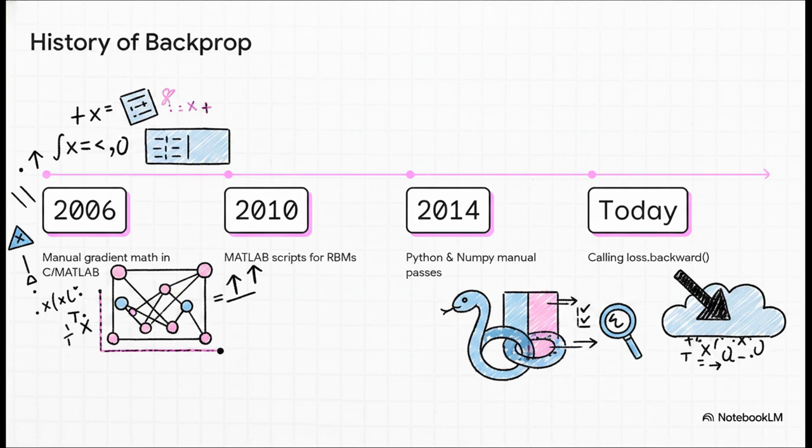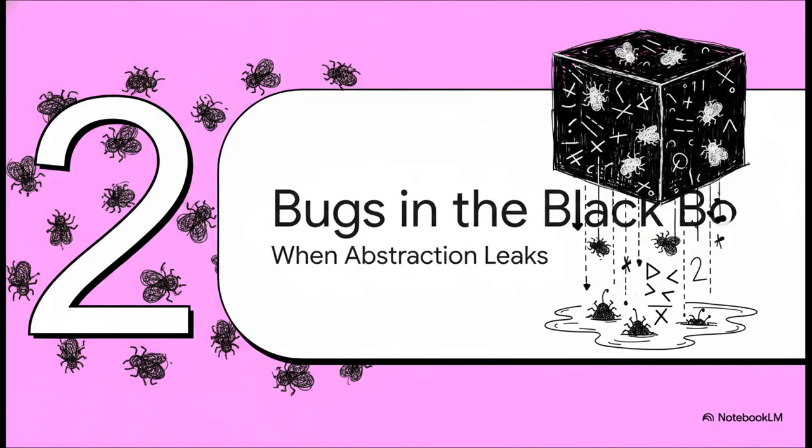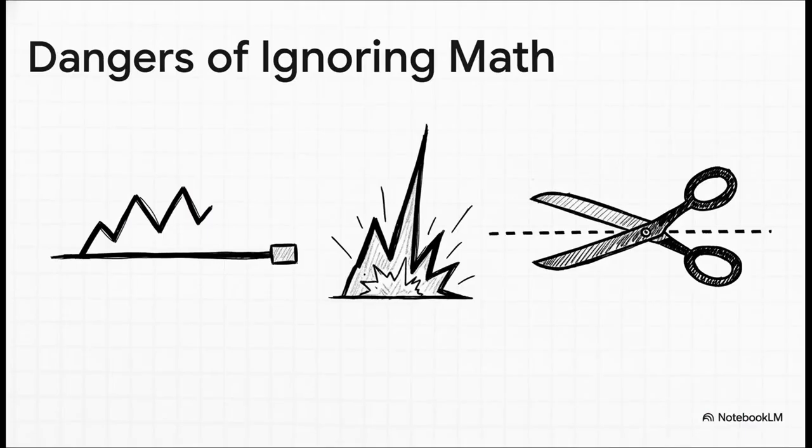But today everyone just calls loss.backward. And yeah, it's incredibly convenient. But by hiding the math, we've kind of lost this intuitive mechanical understanding of our own networks. Which brings us to Section 2, bugs in the black box. See, that loss of understanding leads directly to real-world engineering pain. When that abstraction leaks, quiet, nasty bugs infest our black boxes.